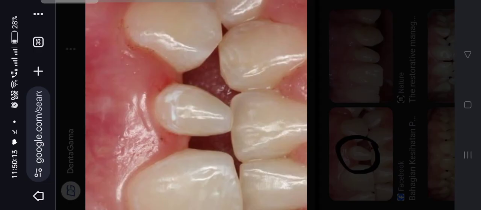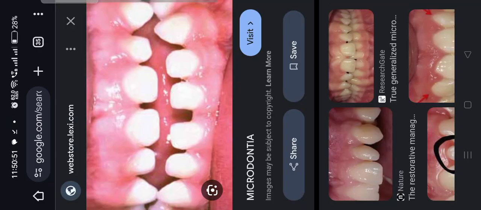This is peg lateral microdontia, localized. This is the picture of generalized microdontia.